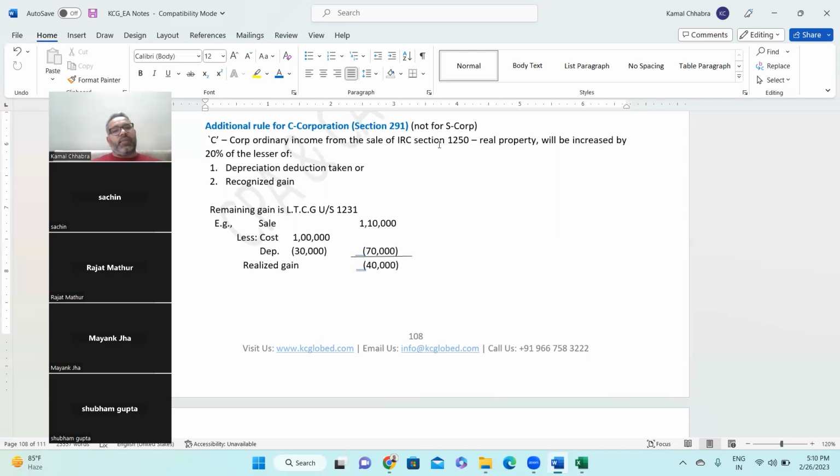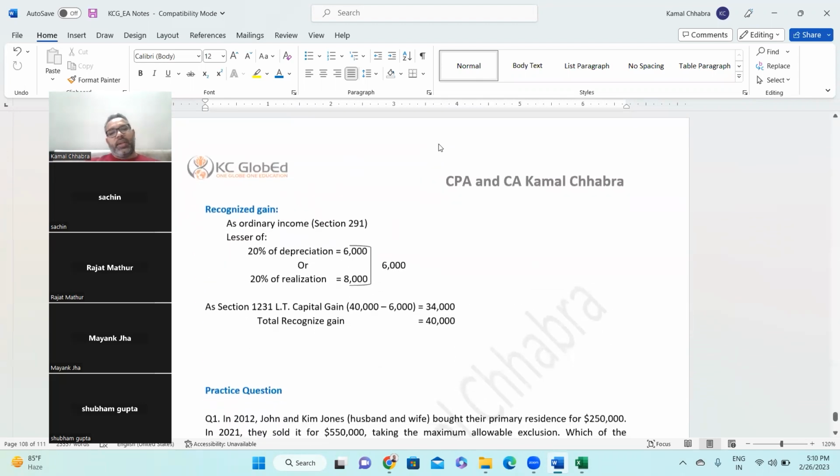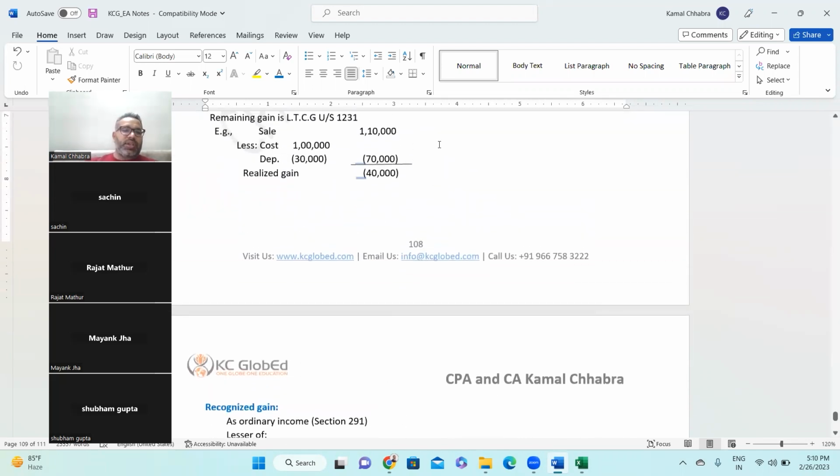Right? So from the above example which we have discussed, we are continuing the same example considering that is for the C corporation. So your sale was 110,000, your cost was 100,000 and you have a depreciation of 30,000. So you have a realized gain of 110,000 minus 70,000, $40,000. This is given as an example or information to you. First is recognized gain. So recognized gain as ordinary income under section 291 will be the lesser of these two. 20% of the depreciation. How much is the depreciation charge? $30,000.